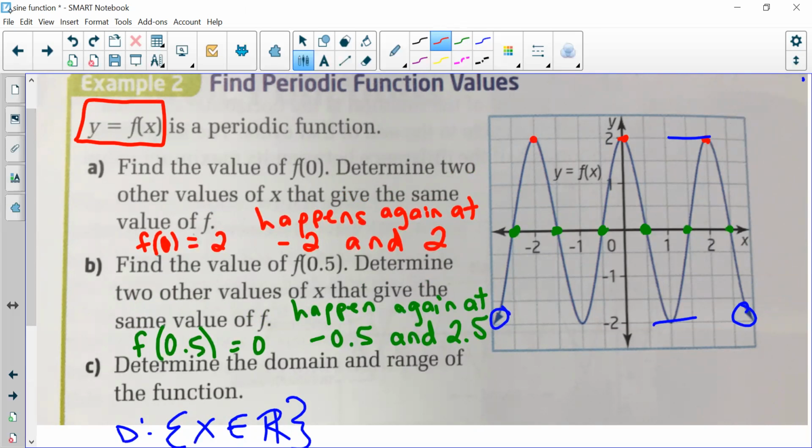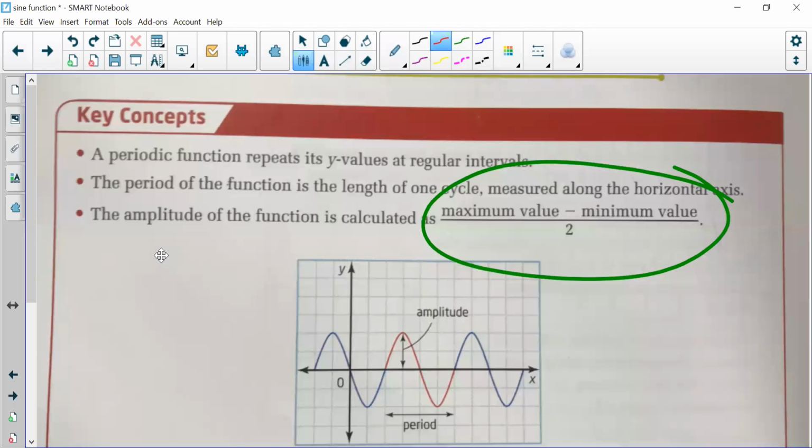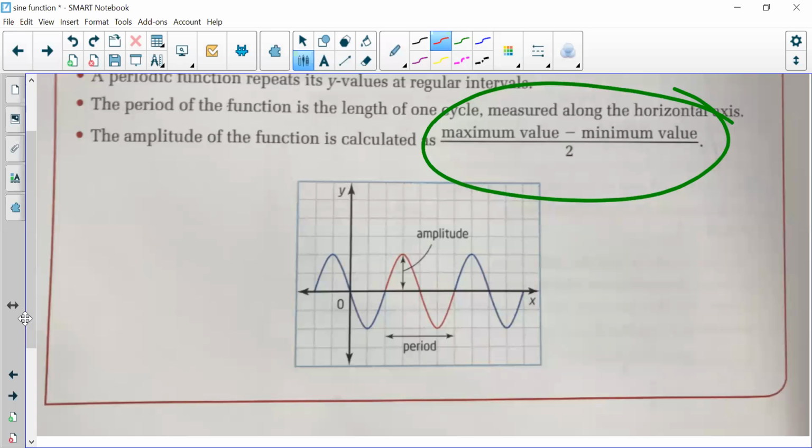Okay, so here's your short summary of this lesson. A periodic function repeats at regular intervals. The period is the length it takes for the cycle to repeat. And amplitude is take the maximum, subtract the minimum, divide by 2. And then remember, we're throwing in domain and range and evaluating functions, which we can pull from our previous knowledge. Questions?